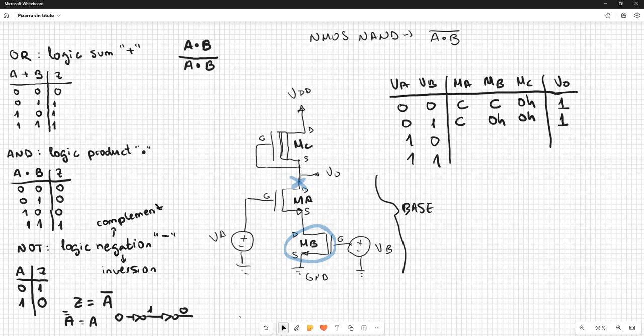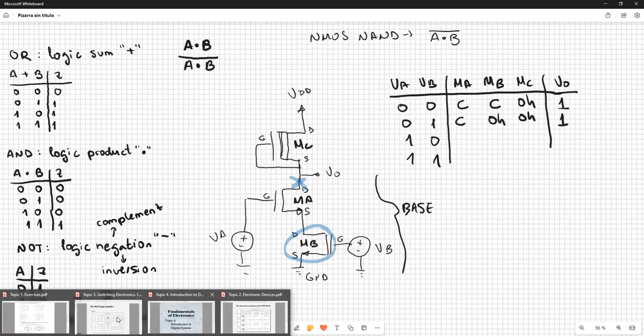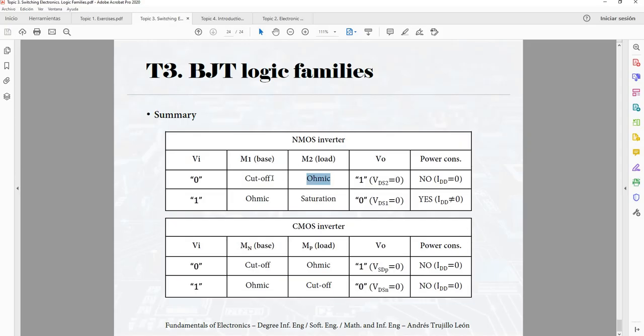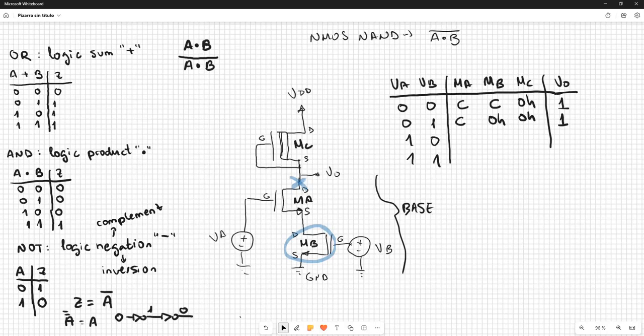So if we have a look here, if the base is cut off, the load is going to be in ohmic. So the base has to be in ohmic, both transistors, in order to have the load in saturation. So in this case we have the base in cutoff, so the load transistor is going to be in ohmic. So NC is in ohmic here.